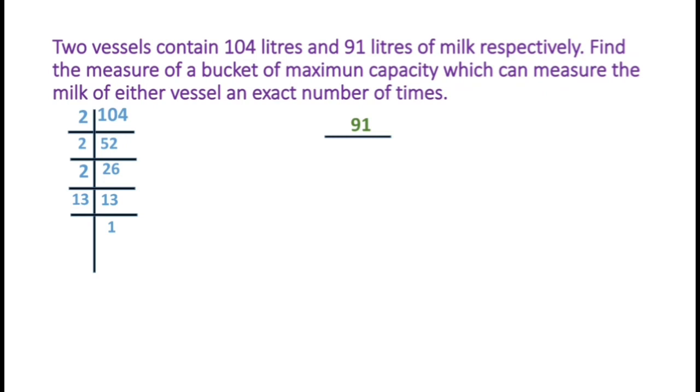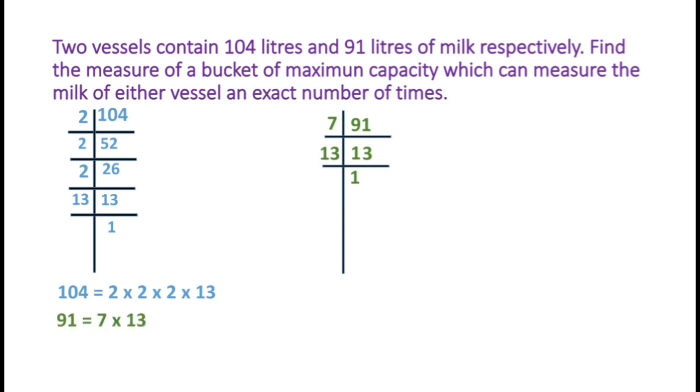91. 7 1s are 7, 2 will be the remainder. It will become 21. 7 3s are 21. Again 13 is a prime number which can be divided by 1 and itself. 13 1s are 13. Now let us write the prime factorization of 104 and 91. 104 equals 2 into 2 into 2 into 13. 91 equals 7 into 13.